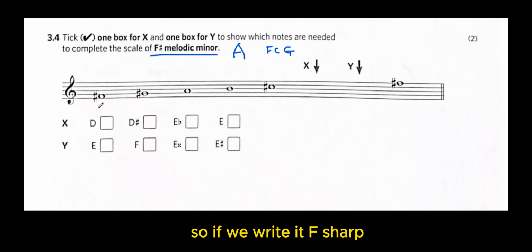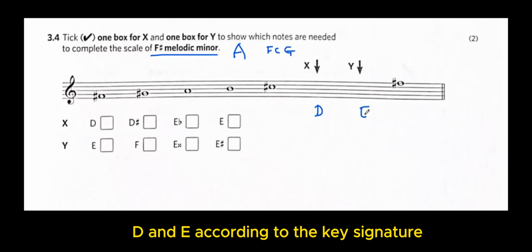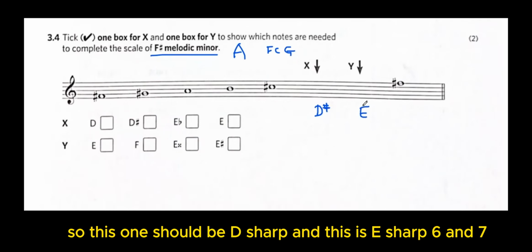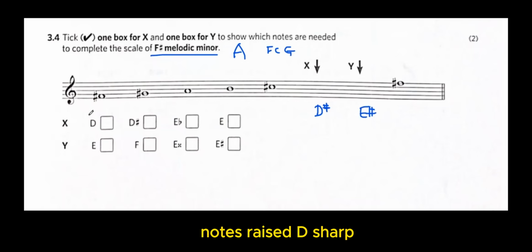So if we write it F sharp, G sharp, A, B, C sharp, so this should be a D and E. According to the key signature, there's no D sharp, but we have to raise it because of melodic minor. So this one should be D sharp, and this is E sharp, 6th and 7th note raised. D sharp, E sharp.